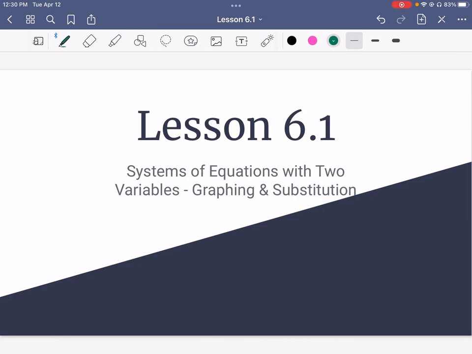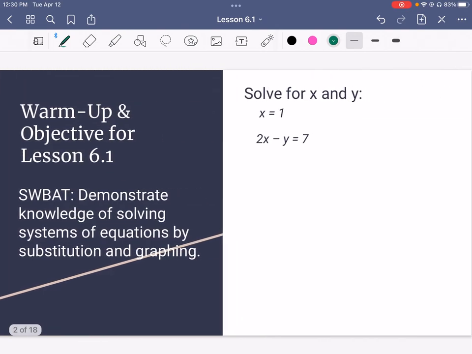So today we're doing lesson 6.1, which is an intro to systems of equations with two variables. Today we're going to learn two methods of how to solve those systems, so graphing and substitution. Go ahead and pause the video to work out the warm-up on your own, and then you can unpause it to come back and make sure you have the correct answer.